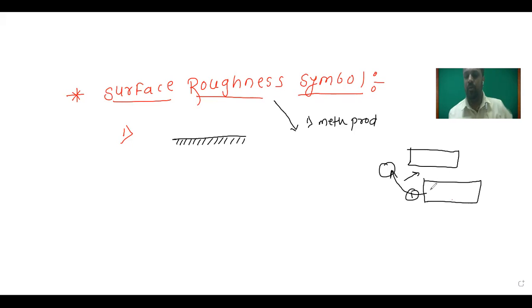Suppose in that drawing we draw the surface roughness symbol like this, and here we give all the information. Then it becomes very easy for that operator. That operator knows which method we have to use.